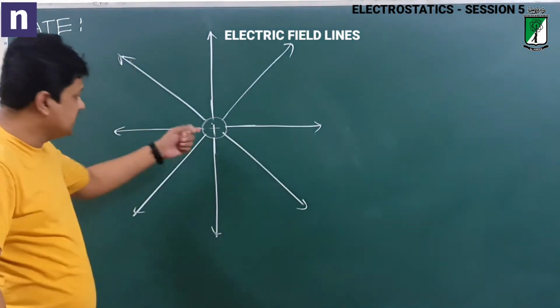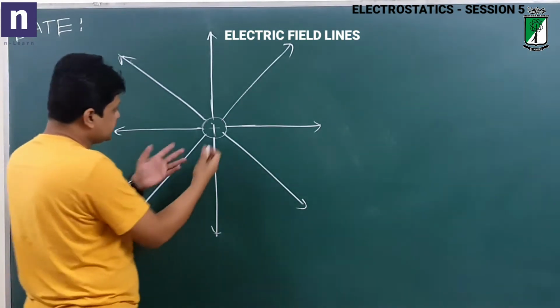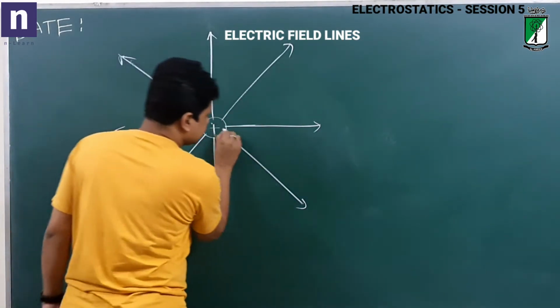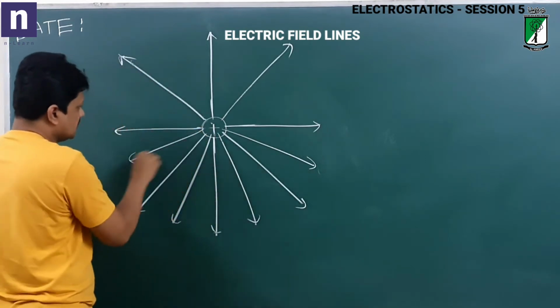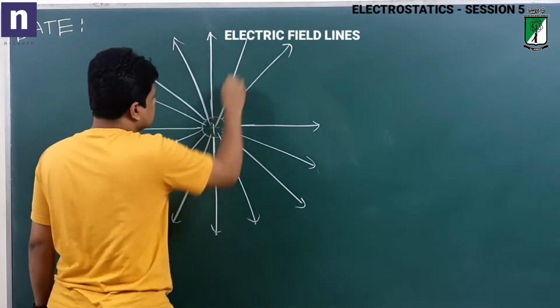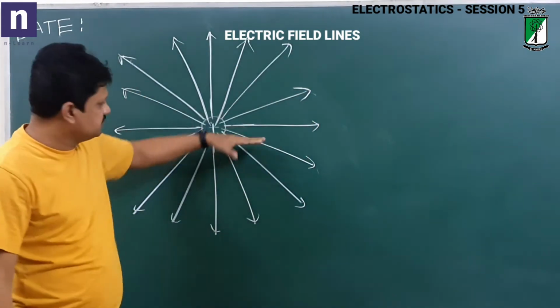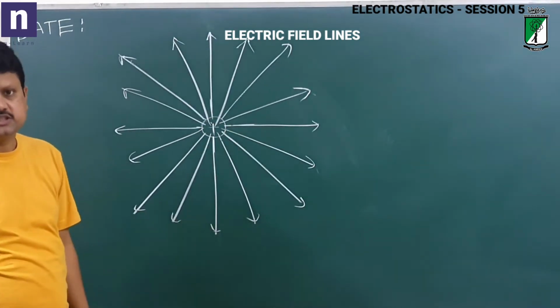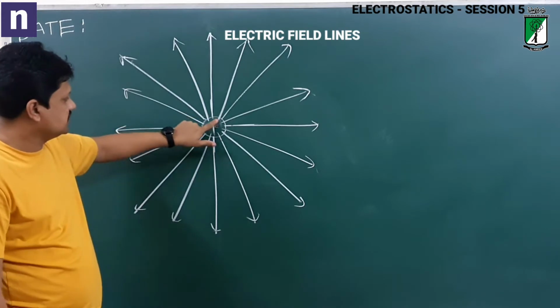Now, you may be thinking, how many lines should I draw here? Of course, you can draw infinite number of lines. Some students may draw this many lines, some students may draw some more in between also. There is no end to it. You can just go on drawing number of field lines in between also. So infinite number of lines can be drawn. So this is the field pattern of a positive charge.